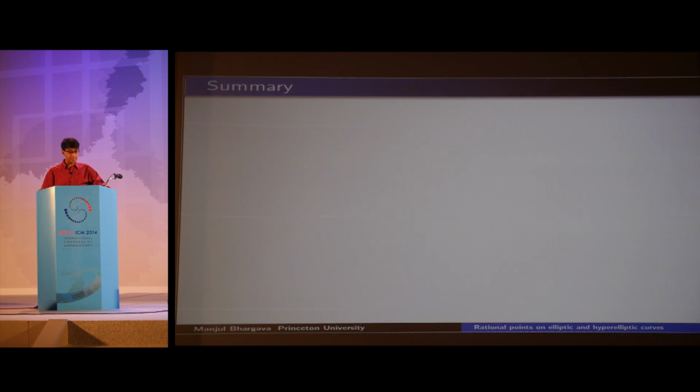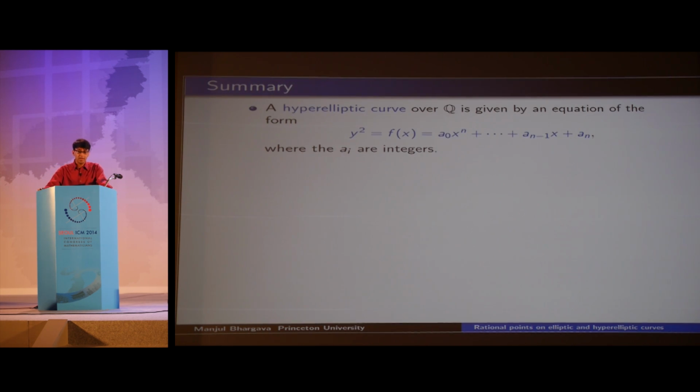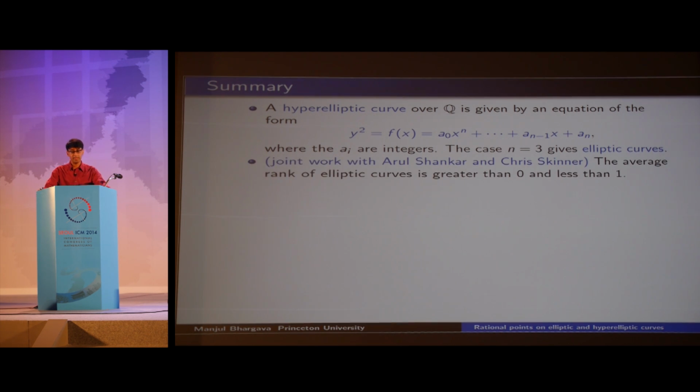Okay, so to summarize, remember that a hyperelliptic curve over Q is an equation given by something like y squared equals f of x, where f of x is a polynomial of degree n and the coefficients are integers. That's a hyperelliptic curve. So in other words, we're looking for solutions to a polynomial taking a square value. And the case n equals 3 gives elliptic curves.